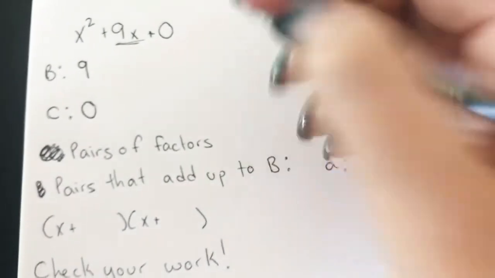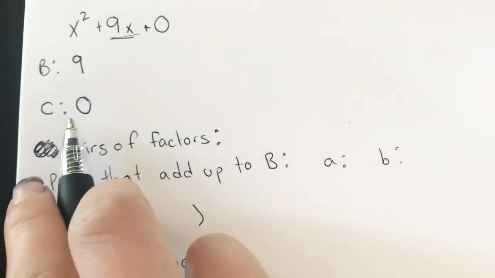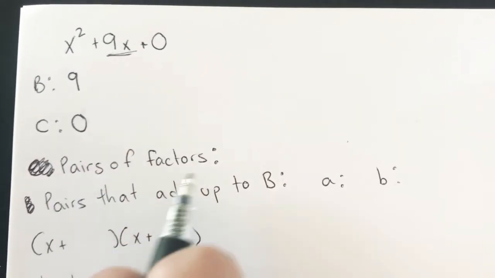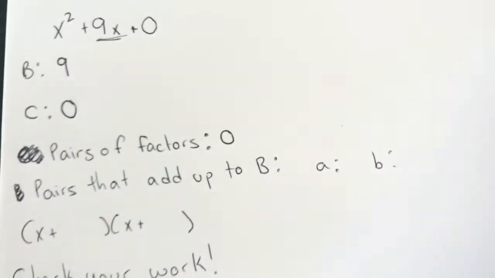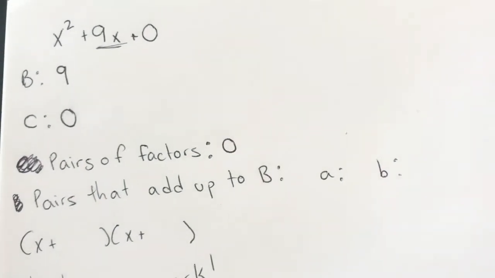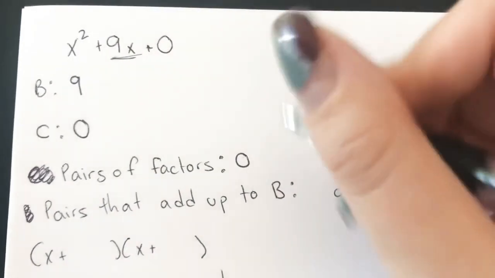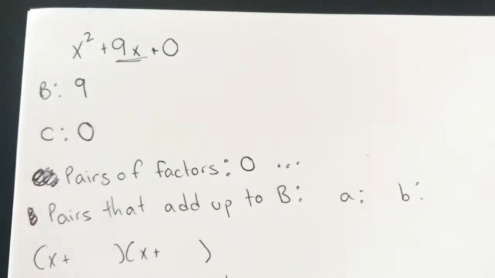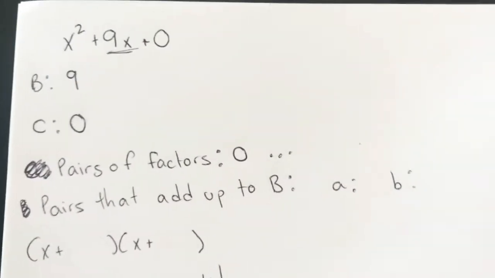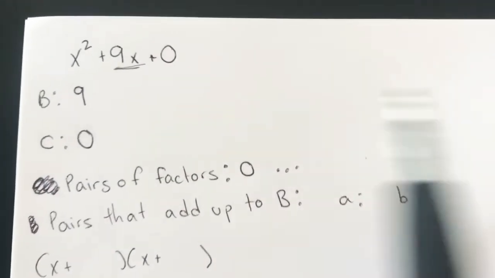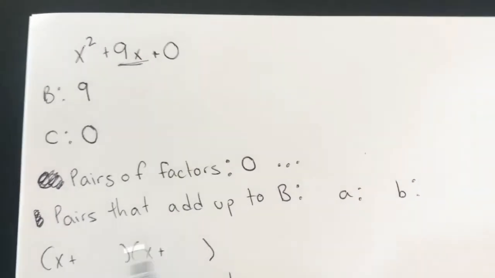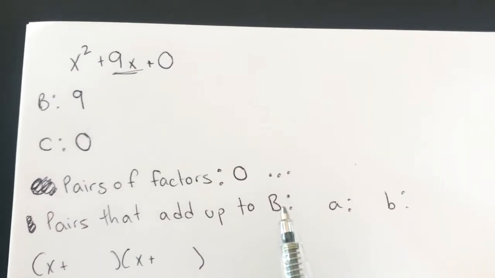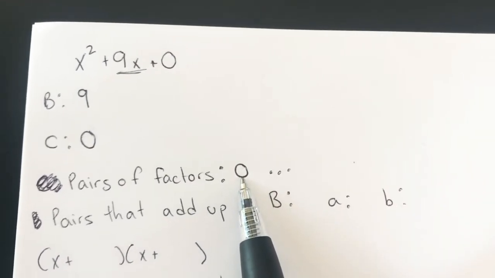So I need to list all my pairs of factors for 0. This is always interesting when we have a value 0 because the pairs of factors are 0 and literally any other number works. So I put 0 and then I'm just going to write ... to kind of show that it could be any other number as well. But 0 is the key here. So I know that one of my factors is going to be x plus 0 for this quadratic. So I do need a pair that adds up to b. So again, one of the numbers has to be 0.